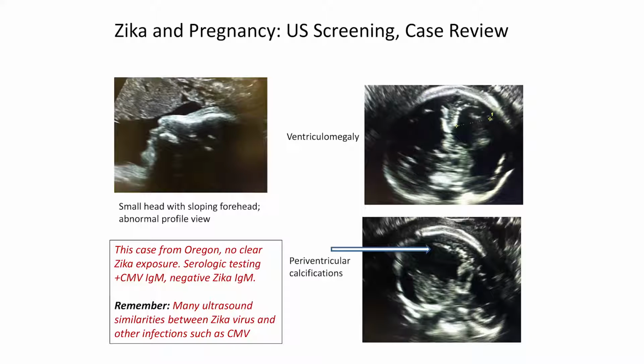So that looks a lot like Zika virus, right? Except the only thing is that we're in Oregon, so we don't have a lot of Zika exposure. But this is cytomegalovirus. Cytomegalovirus and Zika virus have very similar ultrasound findings. For those of us that have seen patients with cytomegalovirus, it's very similar. We tested for both. The Zika virus IgM was negative, and the CMV was positive. So it's just important to remember that some of the viruses can have very similar ultrasound findings.